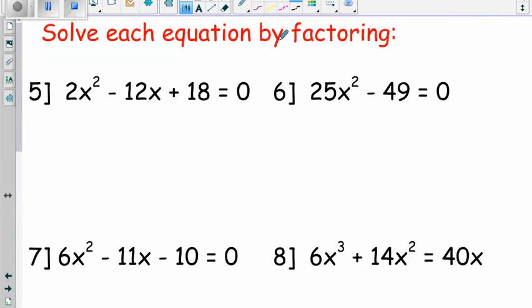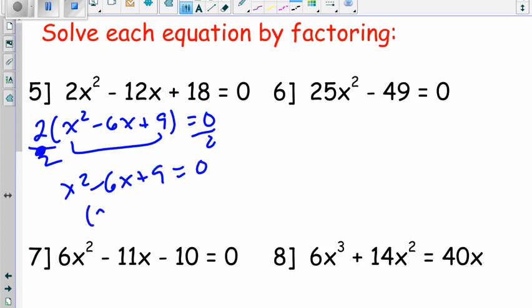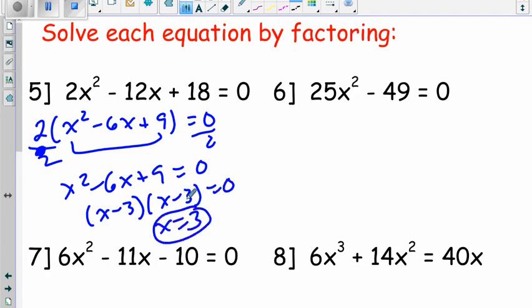On number 5, solve each equation by factoring. Okay, so we want to solve each. So it looks like I can factor 2 out of everything. Plus 9 equals 0. Let's factor this. This 2 is actually not going to do anything. What I could technically do is I could divide everything by 2. And that would just leave me x squared minus 6x plus 9 equals 0. And then you might see that this is x minus 3, and x minus 3 equals 0. So my answer is just going to be a positive 3. If you list them both, that's fine. This is called a double root a lot of times because it would have been the same exact answer. That would actually bounce off the x-axis if we had graphed it.